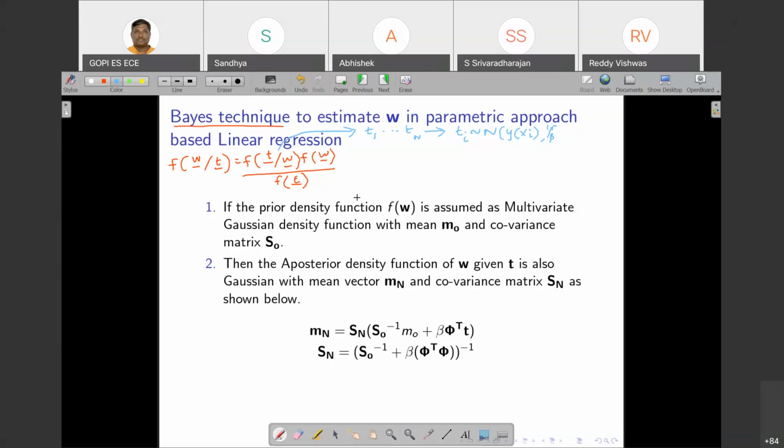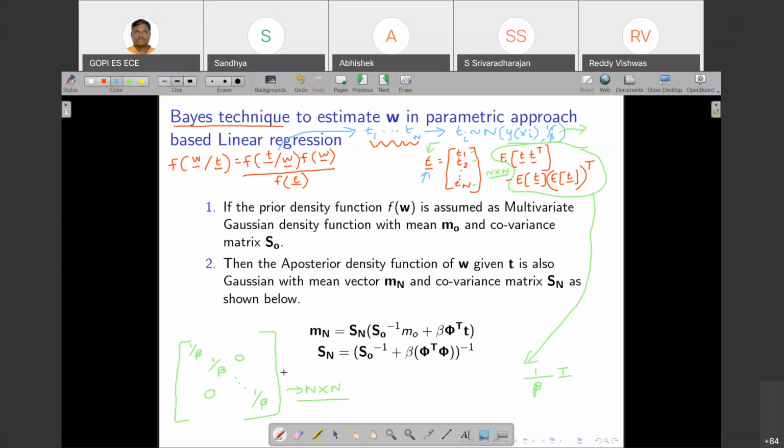So this is for your information. Because f of t given w is Gaussian, the variance is also there for the individual ti's. If I come together as a random vector and write the covariance matrix, we get this result. This is a diagonal matrix. Now, in case of Bayes technique, this is already known, even in the maximum likelihood function.